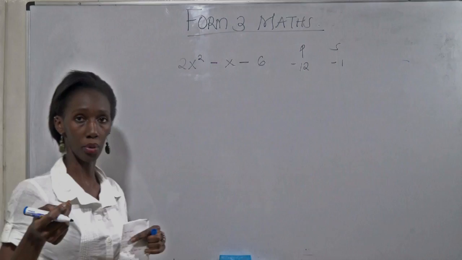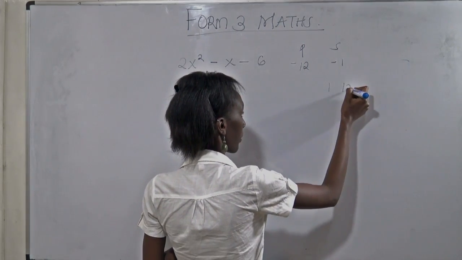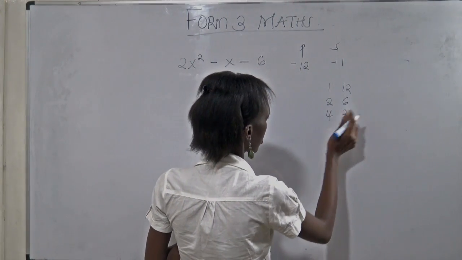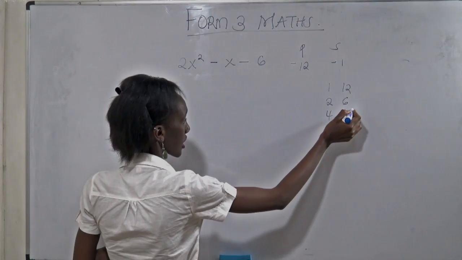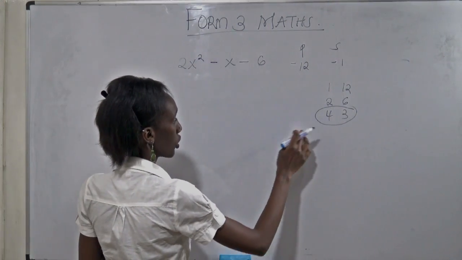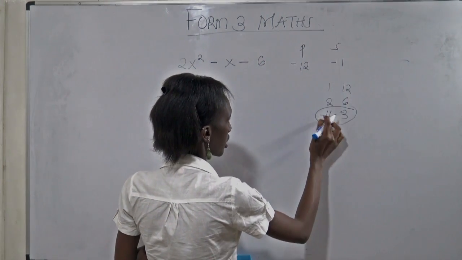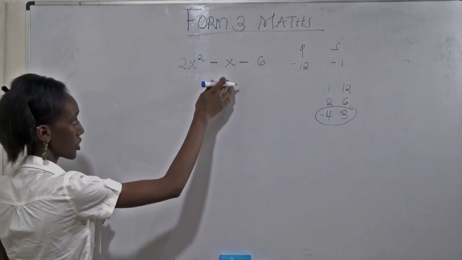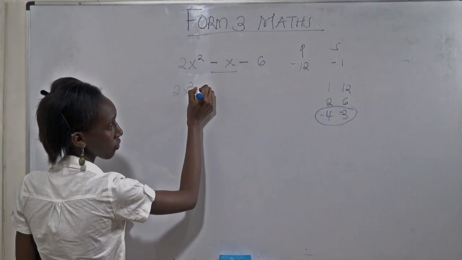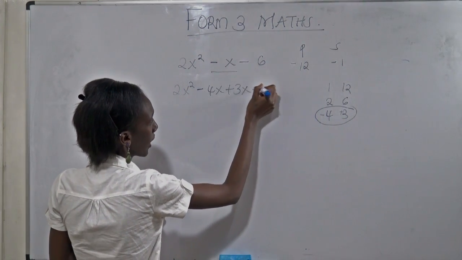So think of all the factors of 12. So I have 1 and 12, I have 2 and 6, I have 4 and 3. Which one will be closer? I settle down with these, then I think of the signs which I'll put before. So if I do -4 and +3, it will give me -1. So substitute this in the middle term. So I have 2x squared minus 4x plus 3x minus 6.